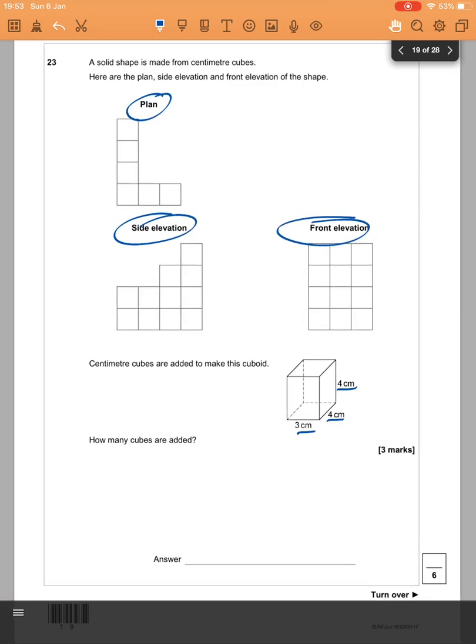So how many cubes are added to the shape we already have to make that cuboid? Your first step would be to find out how many cubes there are altogether in that cuboid. So you could work that out by just using the 3 numbers. Think what you have to do there.